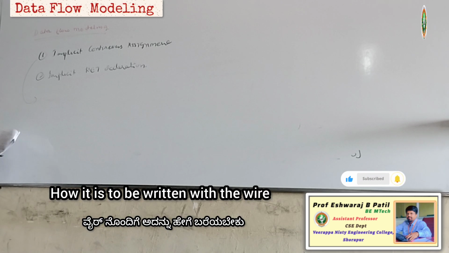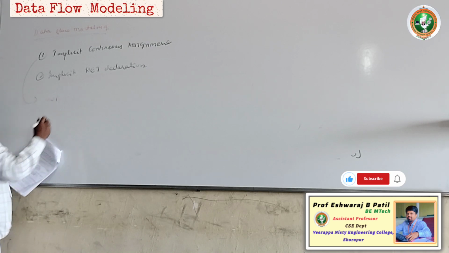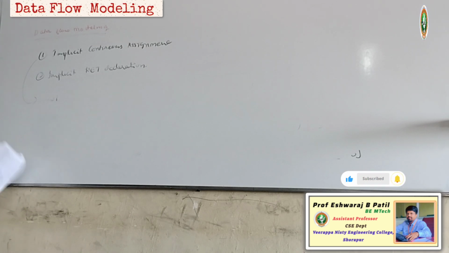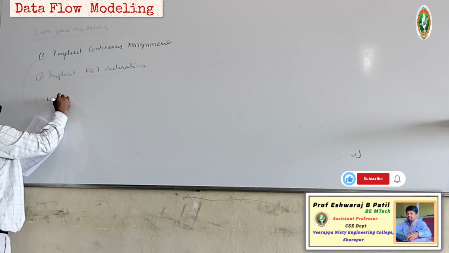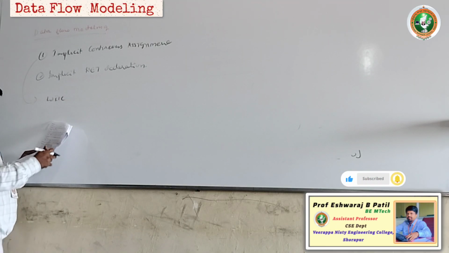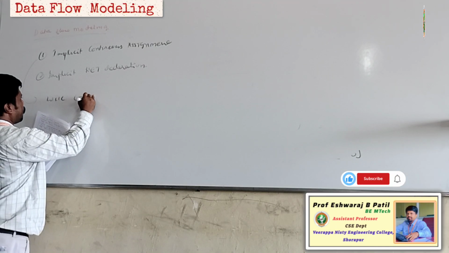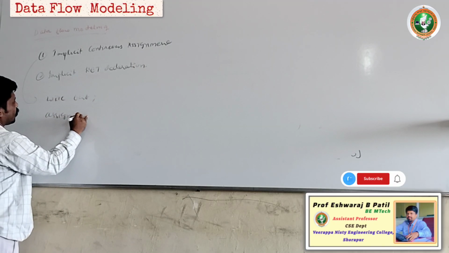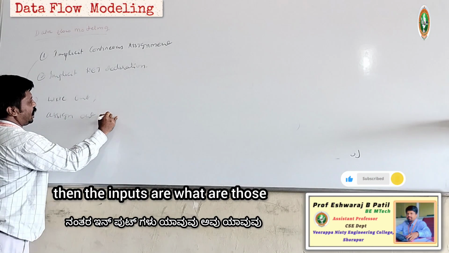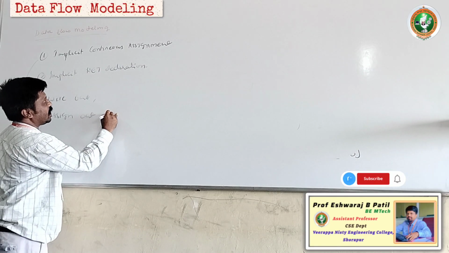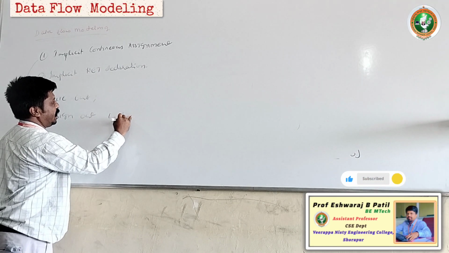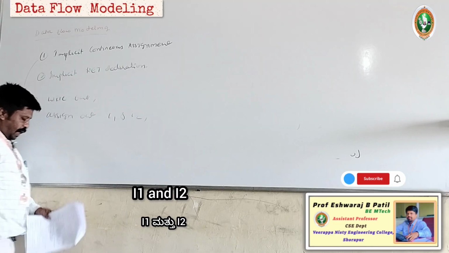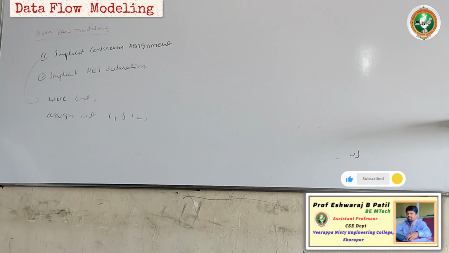How is it to be written? wire out, assign out. Then the inputs, what are those? I1 and I2. I1 and I2.